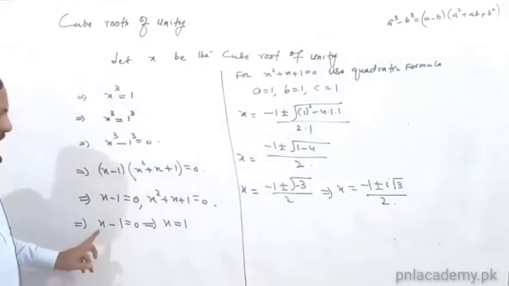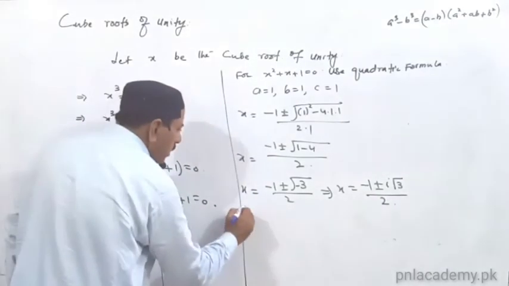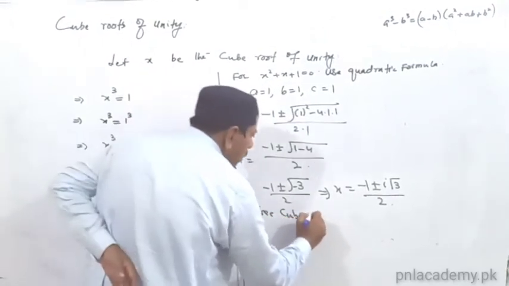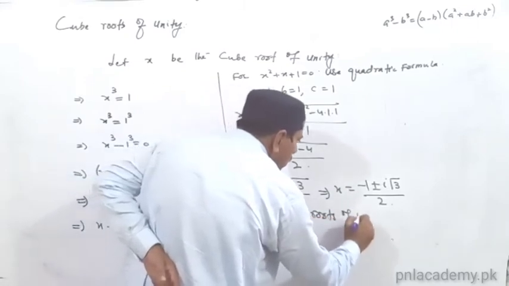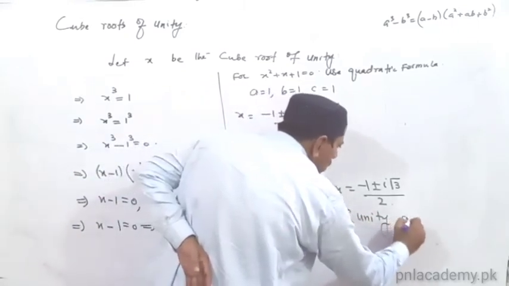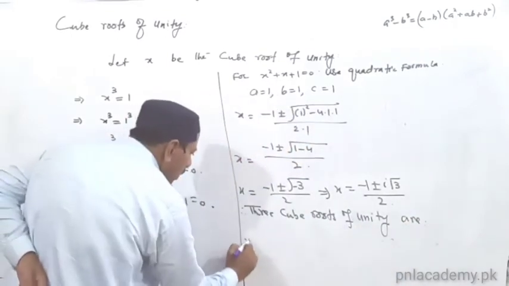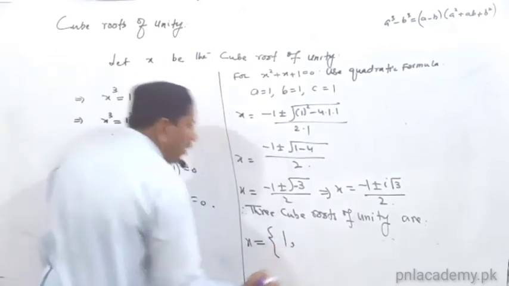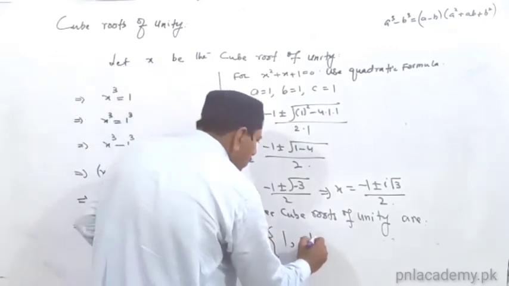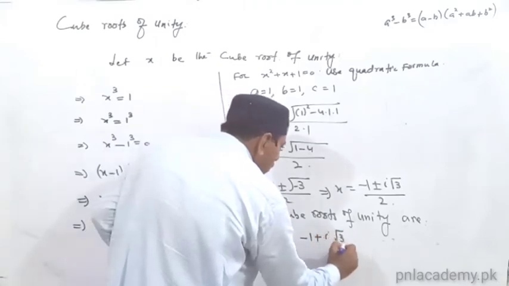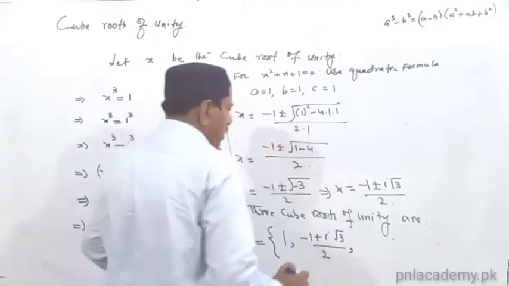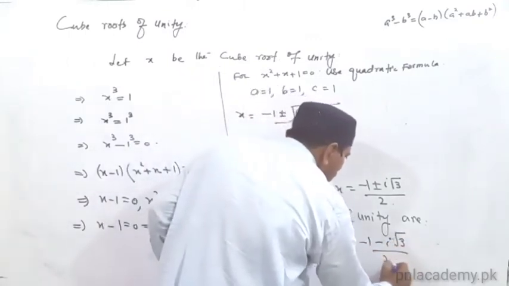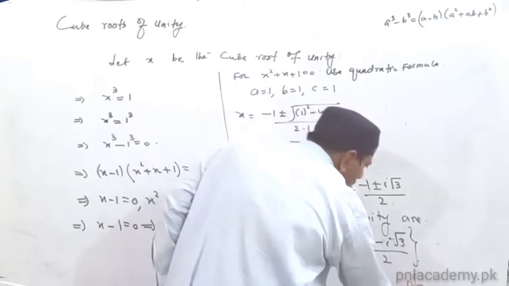So there are 3 cube roots of unity. Therefore the 3 cube roots of unity are: x is equal to 1 is the root, comma, minus 1 plus iota radical 3 upon 2 is the root, comma, minus 1 minus iota radical 3 upon 2 is the root. Okay, now this is the answer.